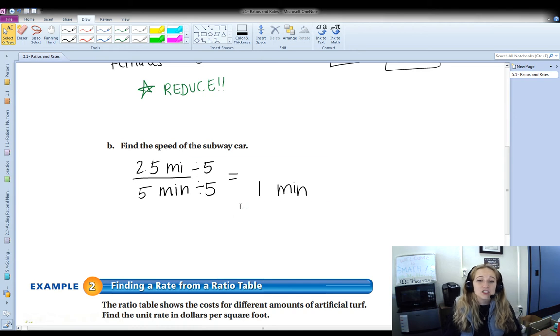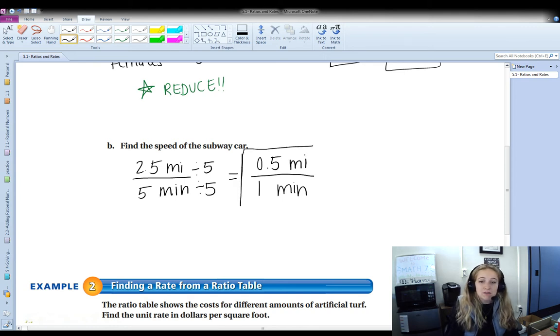So to find the unit rate, I'm always going to divide the denominator by whatever number that is. Since it's 5 this time, I divide by 5, and that's going to give me 1. And then, of course, whatever we do to the bottom, we also have to do to the top to keep it consistent. So we're going to do 2.5 divided by 5, and that's going to give me 0.5 miles, okay? So that is the speed of the car. It travels 0.5 miles per 1 minute.